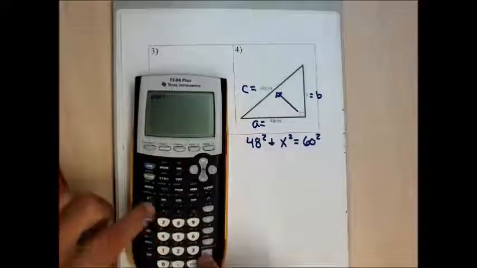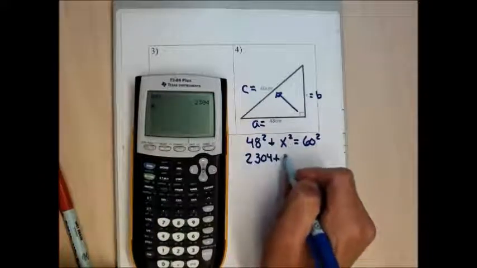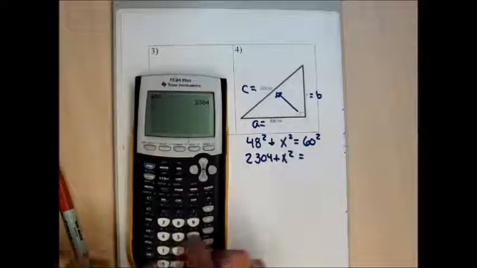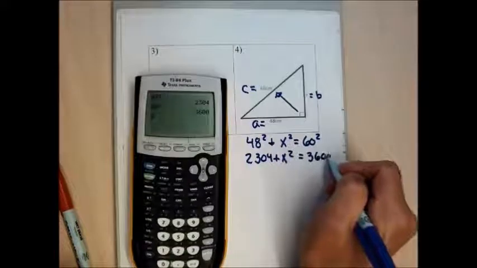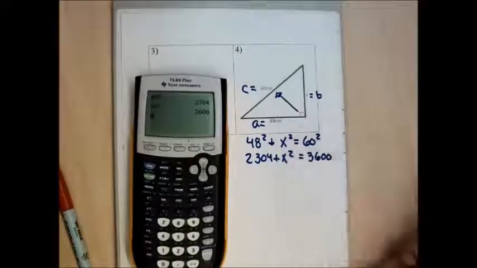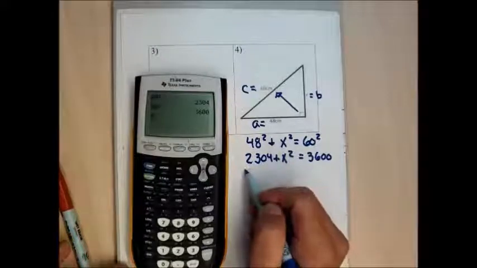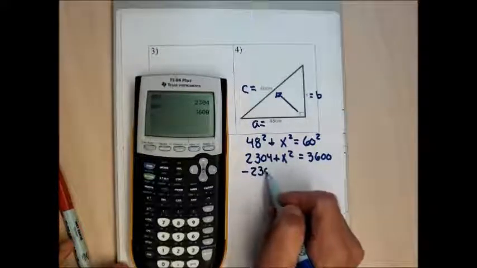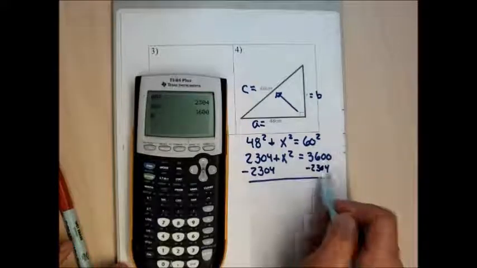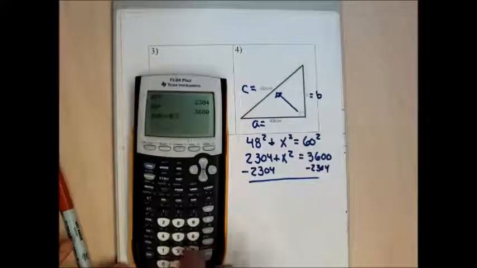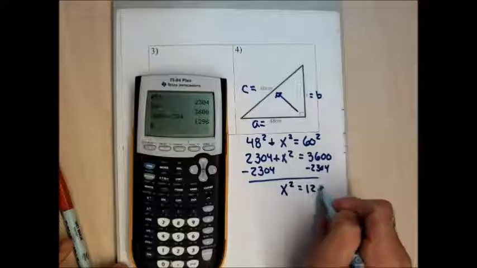So 48 squared gives me 2,304, plus x squared equals 60 squared, which is 3,600. Video just hiccuped, so I just paused for a second. Now I'm going to isolate the x squared by subtracting 2,304 from both sides. This gives me x squared equals 1296.